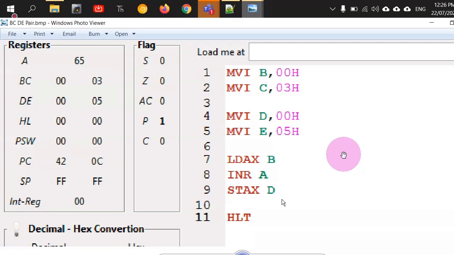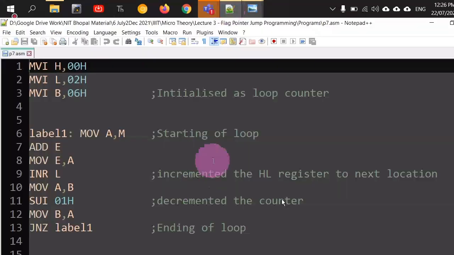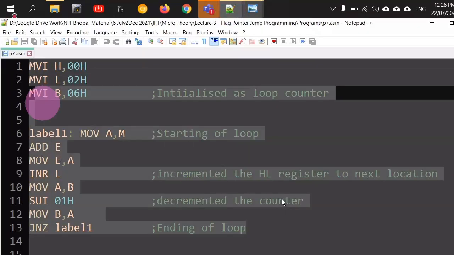Anyone wants to say something? Okay, no. So let me just try to tell you the last program for looping. Let me just copy it in this simulator. Okay, I have opened something else, I think.